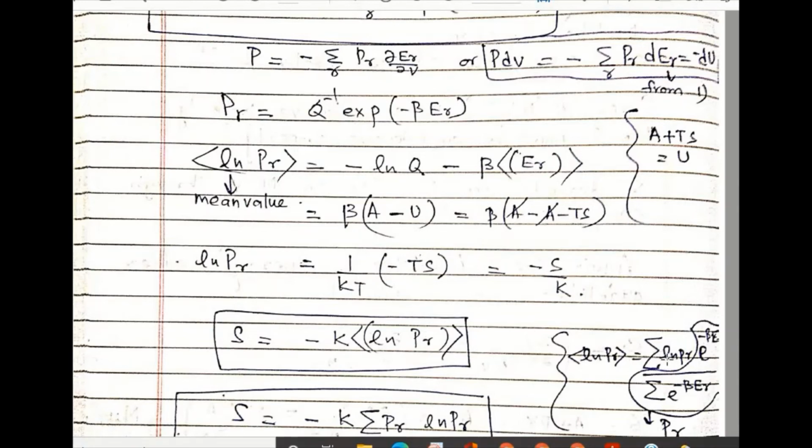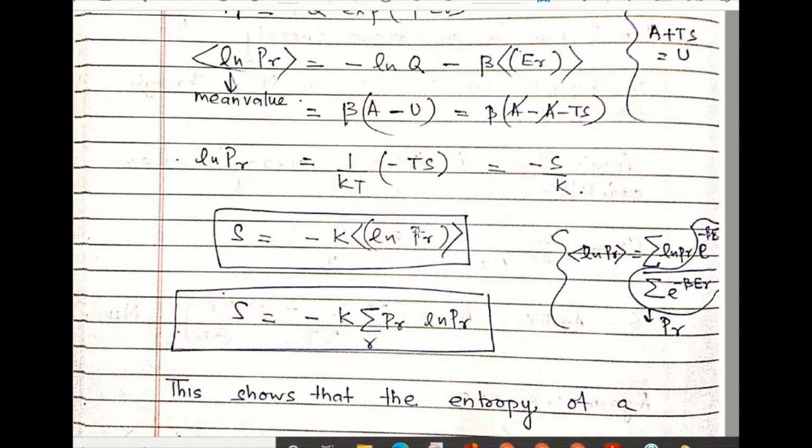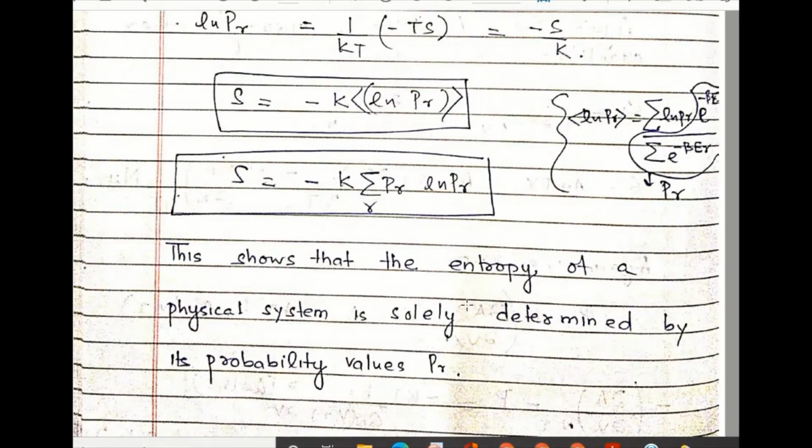When you take the mean value, the meaning is that if it is a function, then it is the summation of the function times e to the minus beta E by the summation of e to the minus beta E. That is the probability. So this is Pr and this is ln Pr, and it comes out to be summation Pr ln Pr. This term is very relevant from our knowledge of basic thermodynamic laws, because here you see the entropy of a physical system is solely determined by its probability values. So S is minus k summation over r of Pr ln Pr.